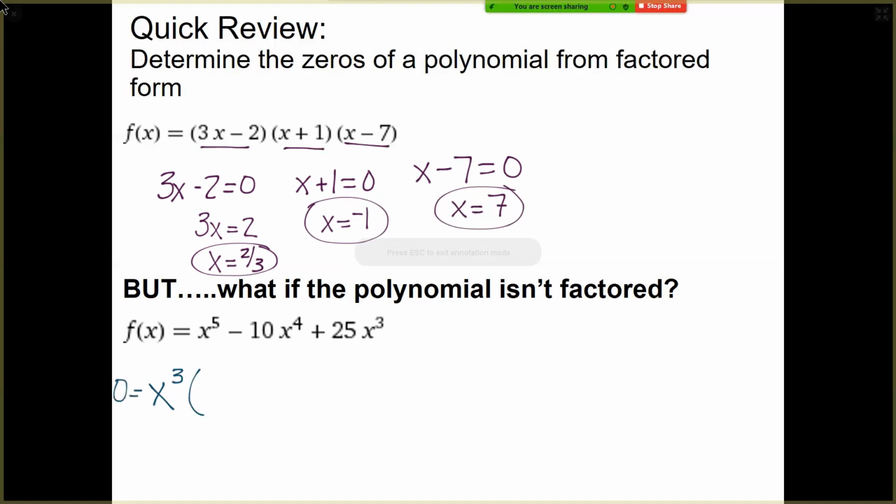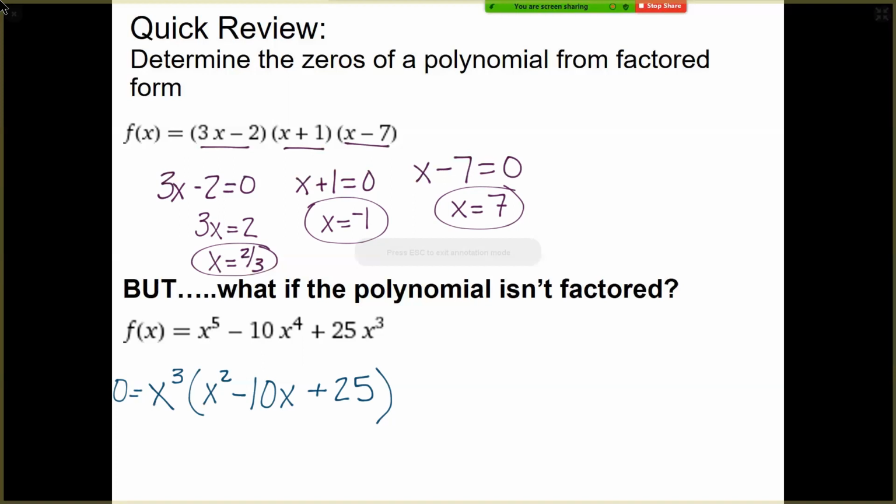So if I factor out an x to the 3rd, that's going to leave you with x squared. So that first term, you had 5 x's, you're taking 3 out. Now you just have 2, so x squared. We had negative 10x to the 4th. We're taking out 3 of those x's, so now we just have negative 10x. With the last term, 25x to the 3rd, we're taking out the x to the 3rd, so we're just left with 25. So here we took out a greatest common factor.